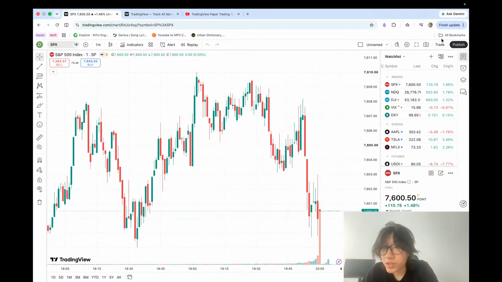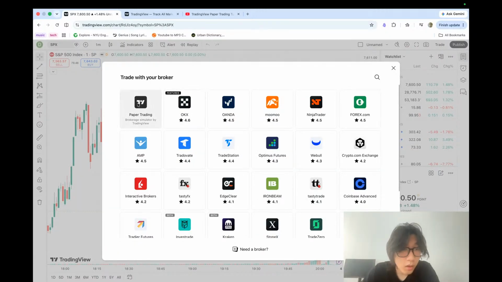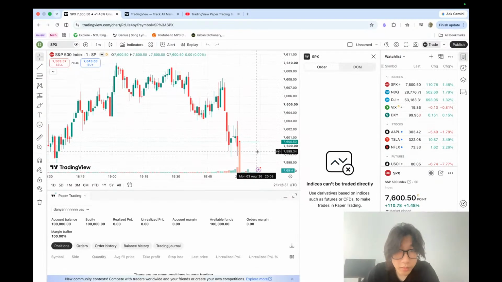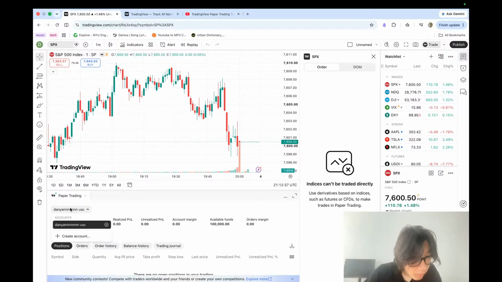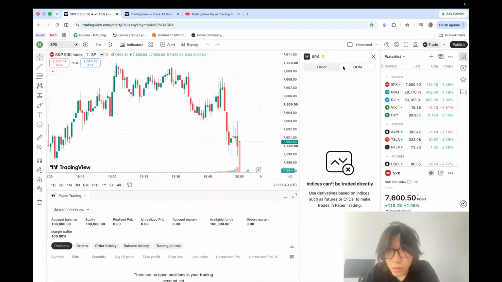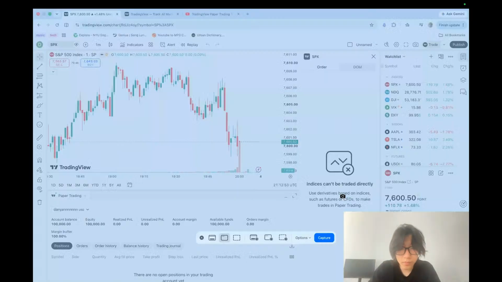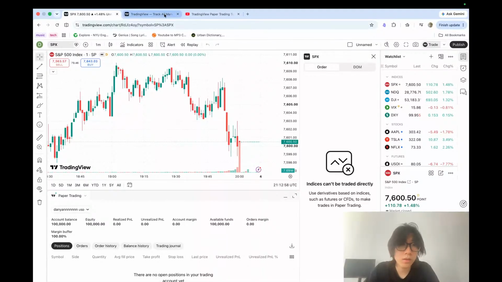Trying to understand how it works. Trade. Okay, paper trading. Connect. $100,000. New community contacts. Indies can't trade directly.